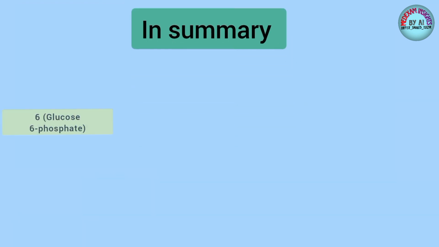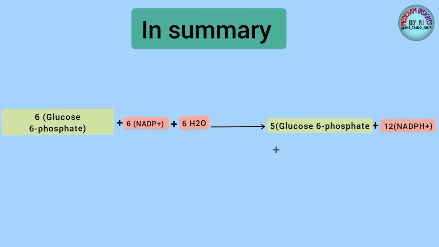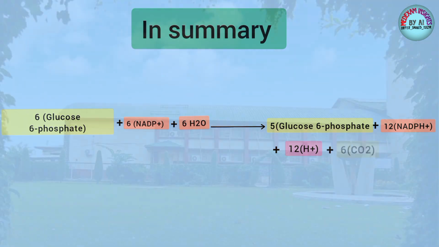Now, if we summarize the reaction, 6 moles of glucose 6-phosphate plus 12 moles of NADP+ plus 6 moles of H2O will give 5 moles of glucose 6-phosphate, 12 moles of NADPH, 12 moles of H+, and 6 moles of carbon dioxide.